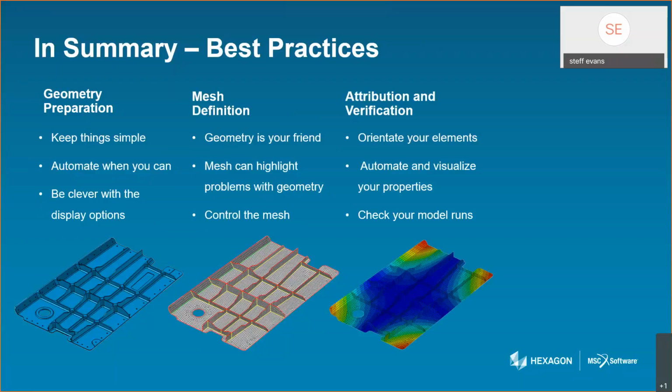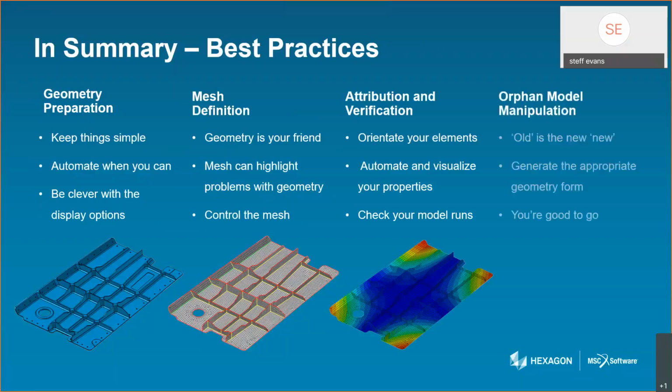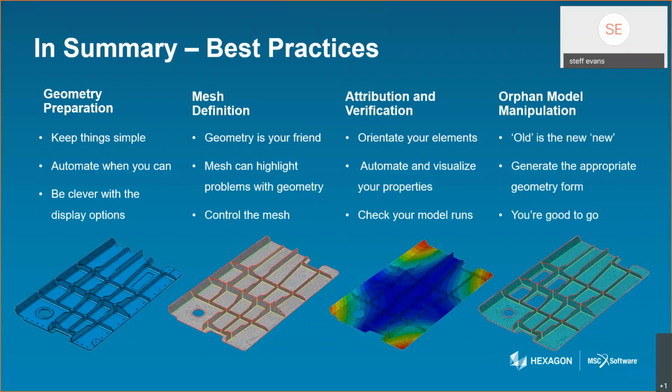This is probably the biggest tip of all, I would say: using the Apex Structures license. And then finally, looking at orphan model manipulation, you can use the tools to create the appropriate geometry from a legacy PDF file. And you're good to go in the sense that any geometry that you create, you can then export to an external CAD system.